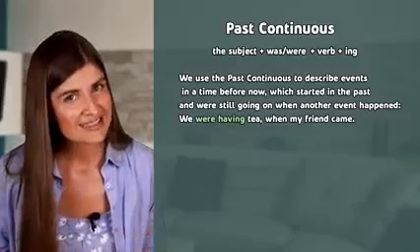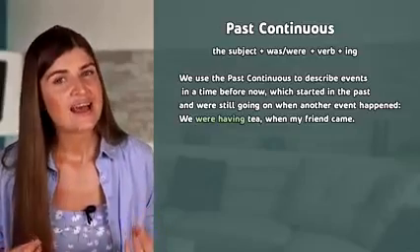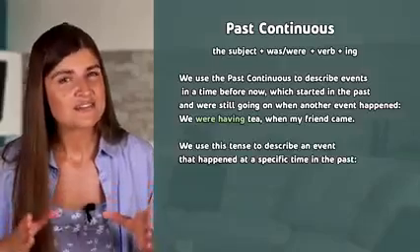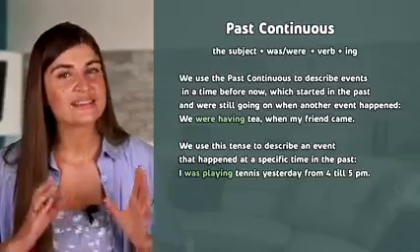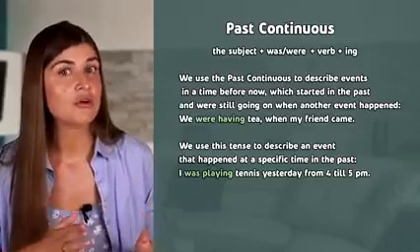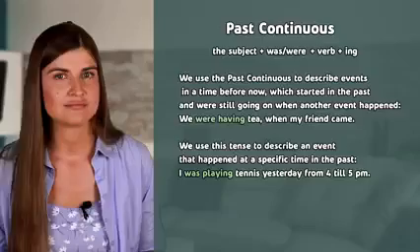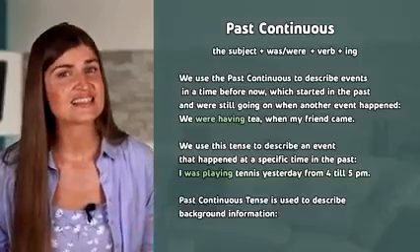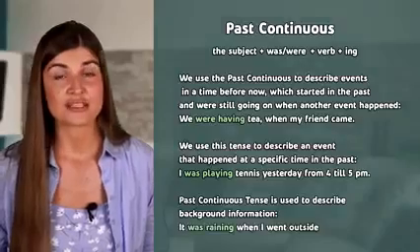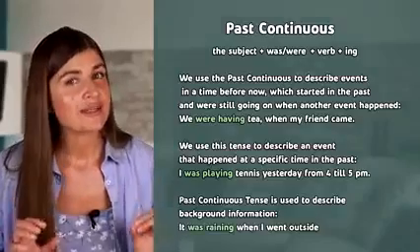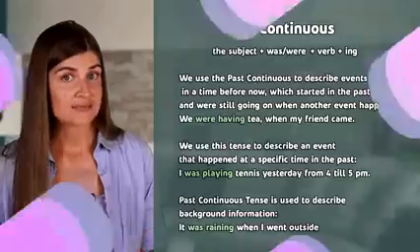We use this tense to describe an event that happened at a specific time in the past. I was playing tennis yesterday from 4 till 5 p.m. The past continuous tense is used to describe background information. For example, it was raining when I went outside.